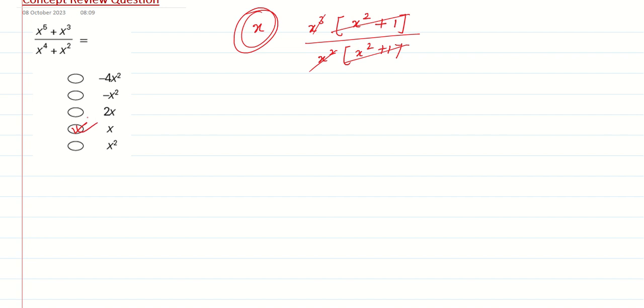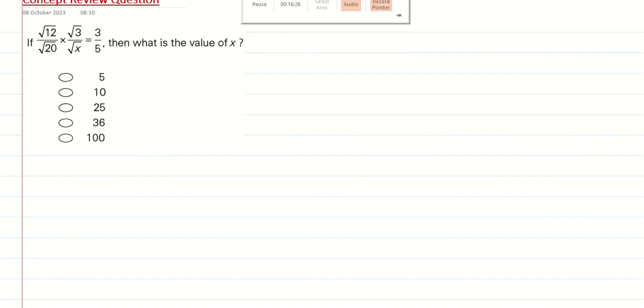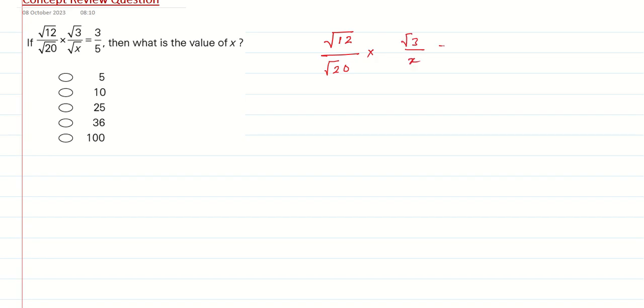Correct. Let's go ahead with this one. To solve this kind of question, use some brain here. Here it is given 12 divided by root 20 into root 3 by x. How much did I get here? 3 by 5. So can I say root 36 divided by root 20x, yes or no, equals 3 by 5.